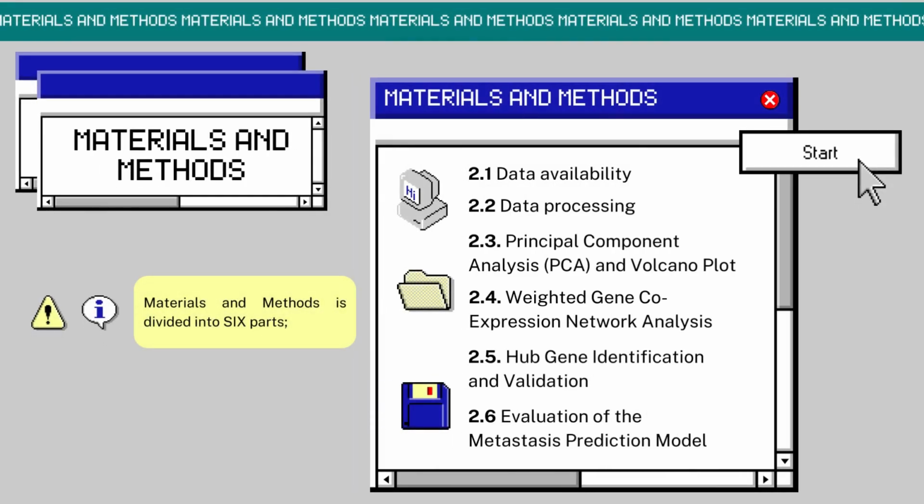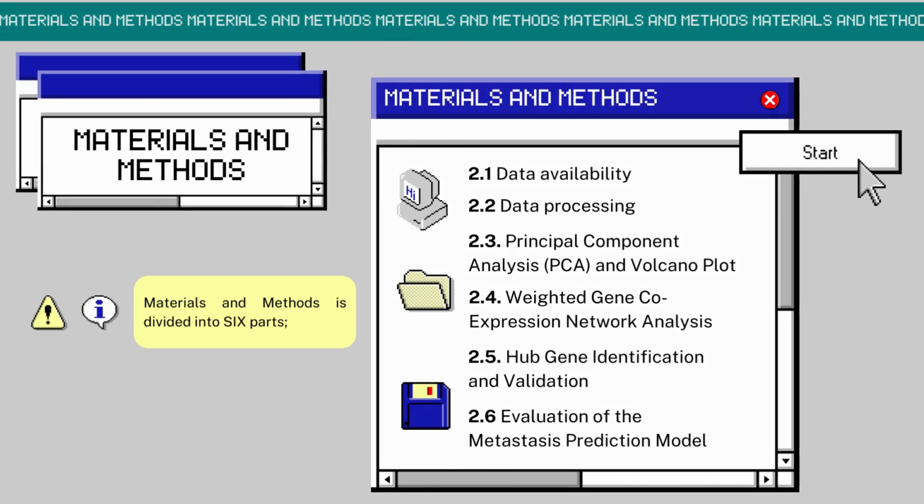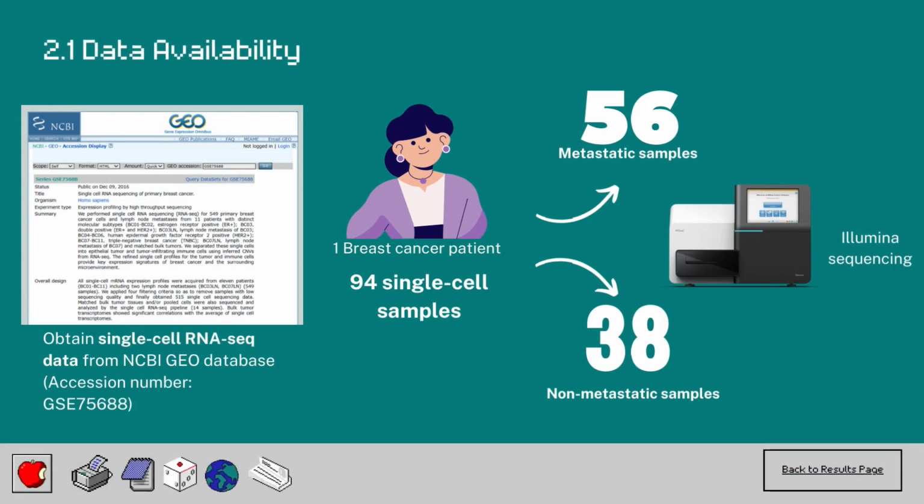Okay, now let's go to the second part, materials and methods. There will be a total of 6 parts. Let's move to the first part, data availability. So, where do researchers get their data and what types of data do they use in this study?